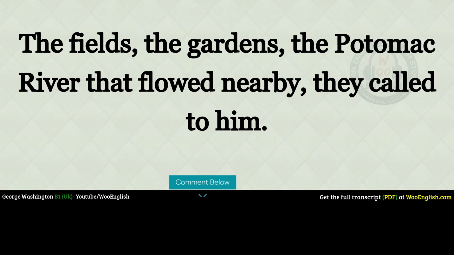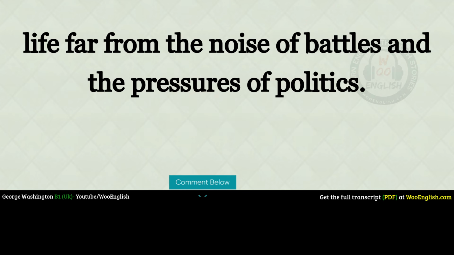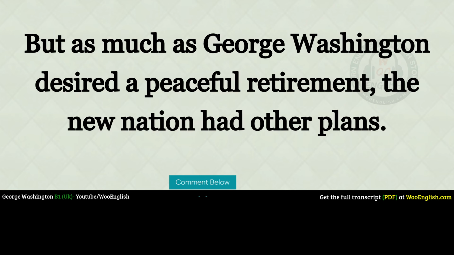The fields, the gardens, the Potomac River that flowed nearby, they called to him. After years of war and turmoil, he longed to walk those fields, to work with his hands, to live a life far from the noise of battles and the pressures of politics. But as much as George Washington desired a peaceful retirement, the new nation had other plans.